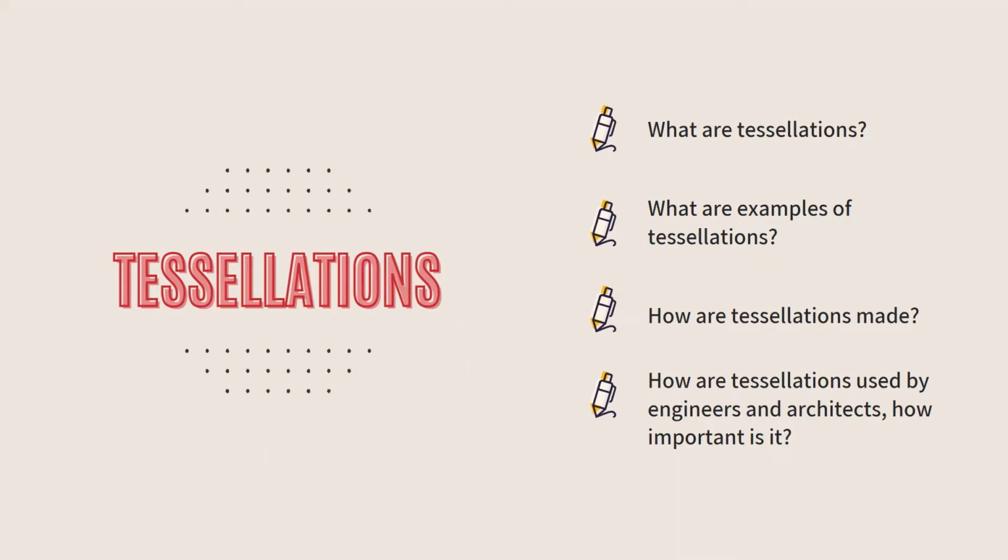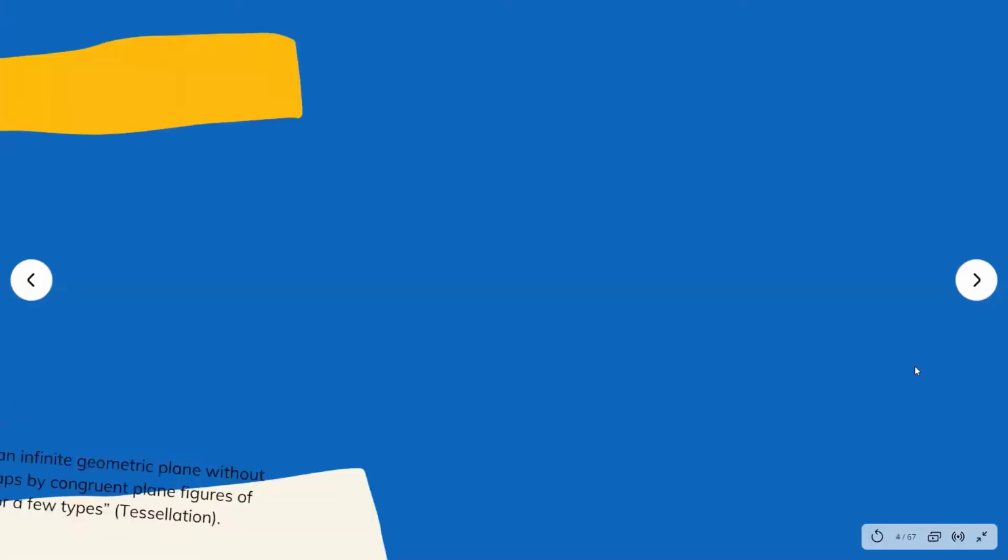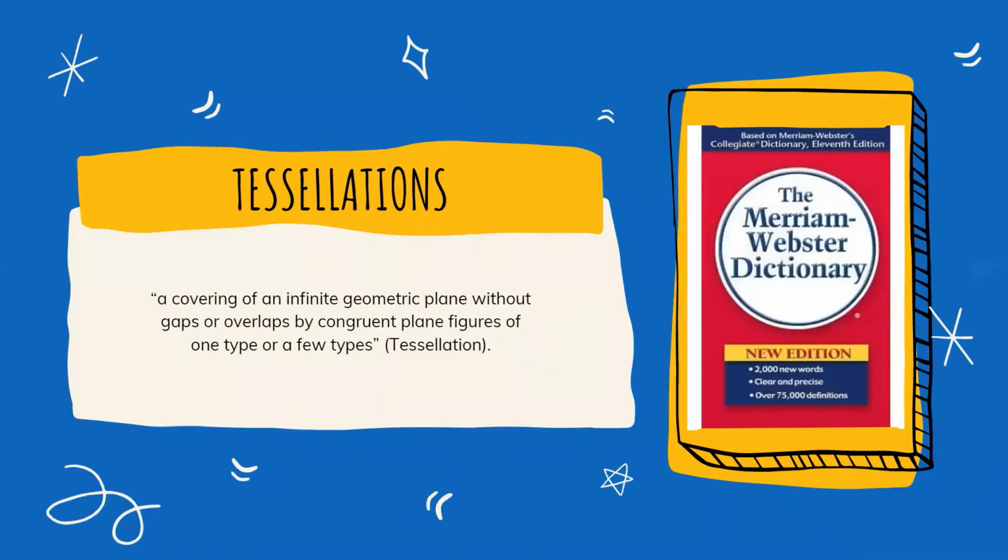Before all the complicated stuff, let's brush that out of the way and first define what are tessellations. According to the Merriam-Webster dictionary, tessellation is defined as a covering of an infinite geometric plane without gaps or overlaps by congruent plane figures of one type or few types. Well, this basically means tessellation is a plane full of repeating shapes which leaves no gaps and overlaps in between.